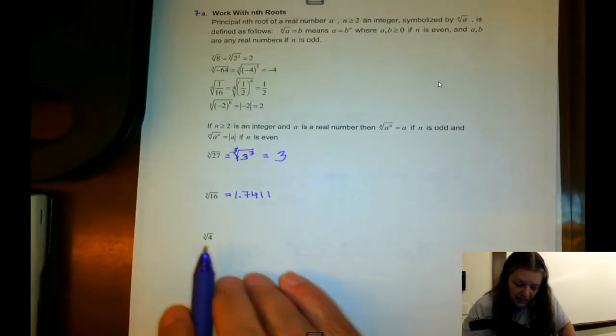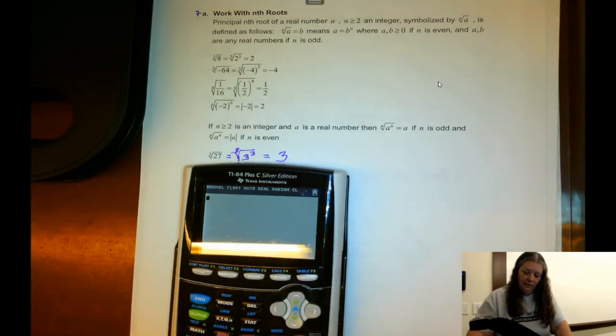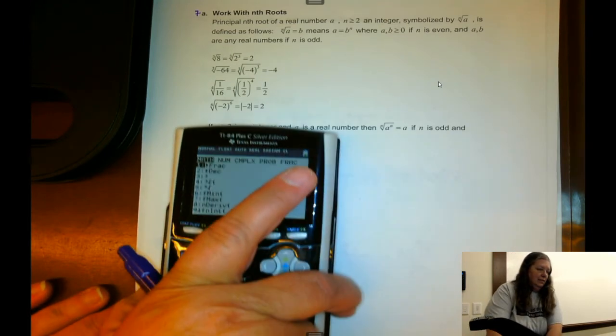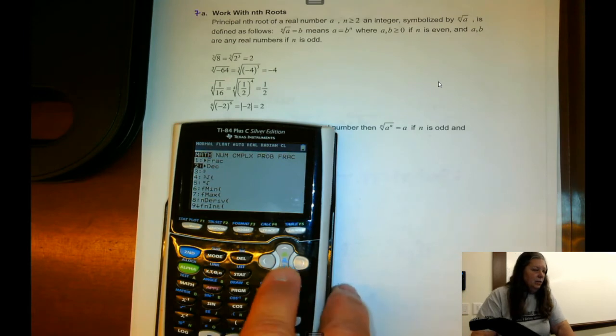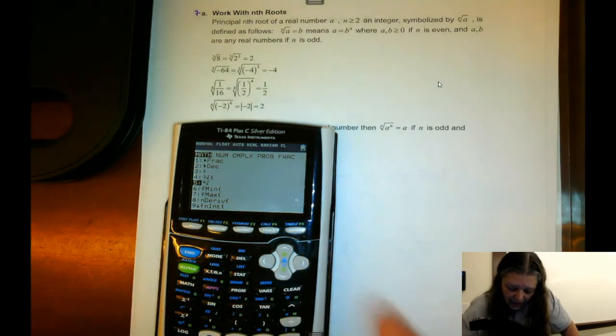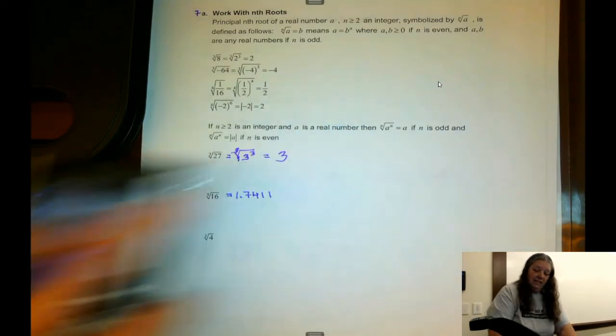We're going to do the same thing for the cubed root of 4. We have a cubed root. We go down to math. We hit math, and we go down to the nth root, or xth root. Hit enter, and then put in 4. We have 1.5874.